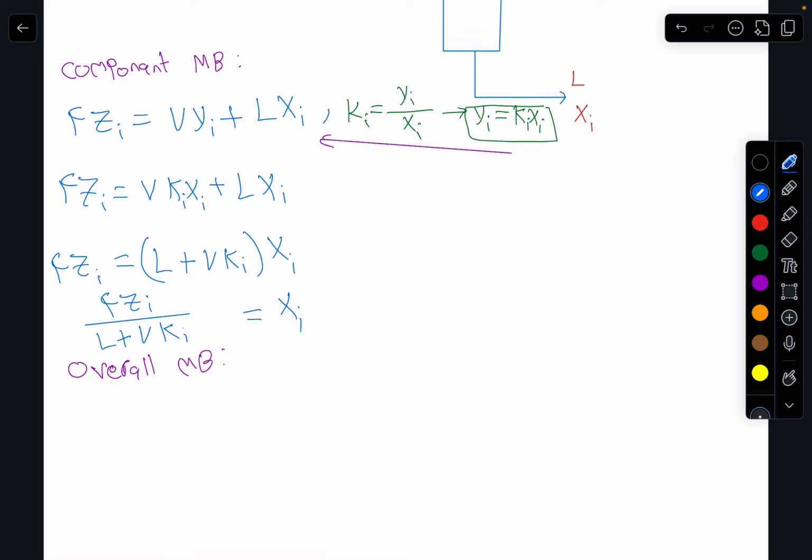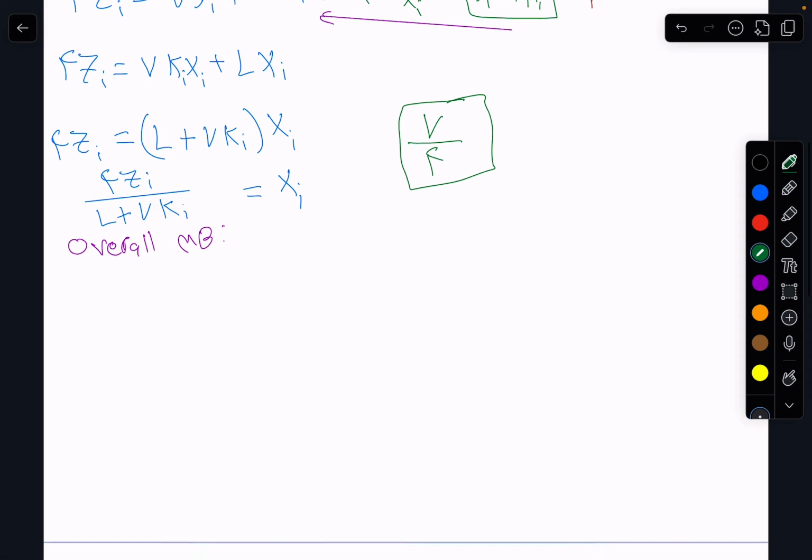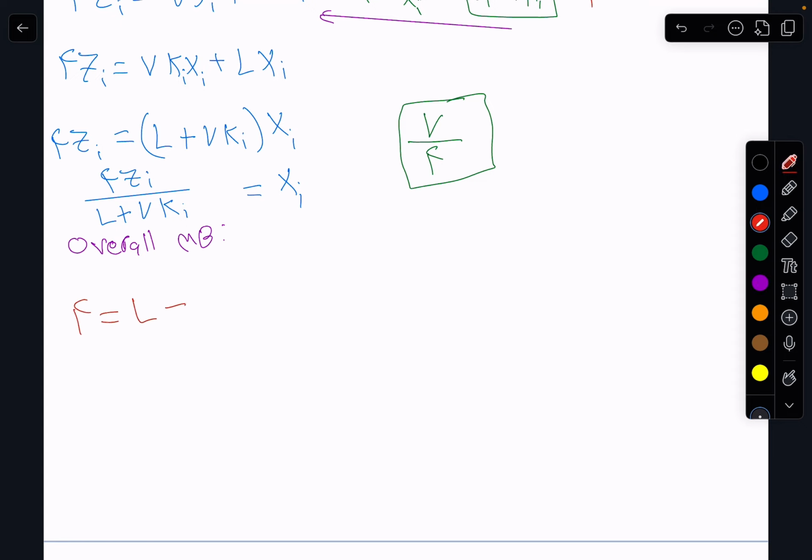As we see here, we are going to do now the overall mass balance. Why? Because we want the parameter V over F for the Rachford-Rice equation. So from the overall mass balance, F equals L plus V, and then we continue. So Xi equals F Zi divided by F minus V plus V Ki.